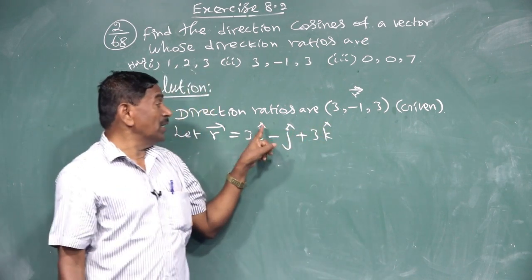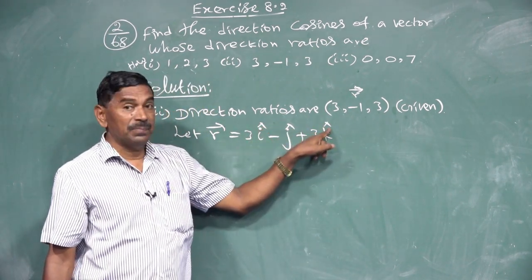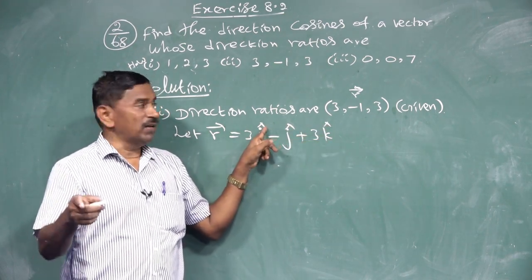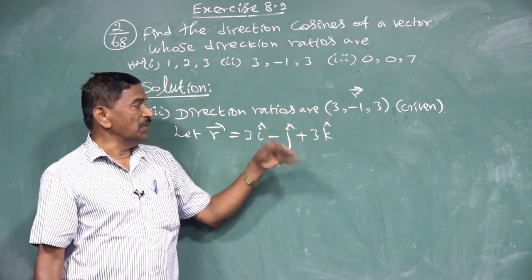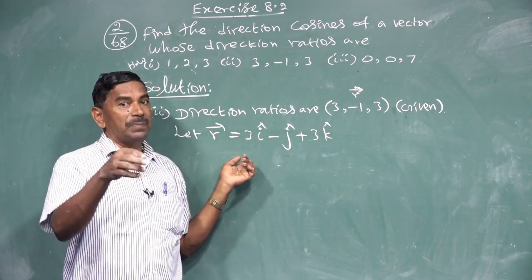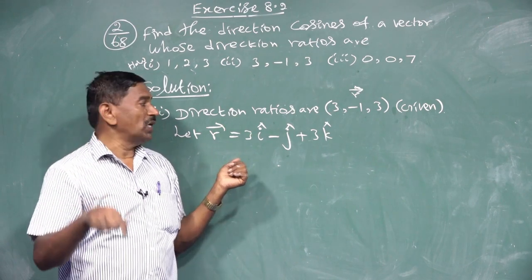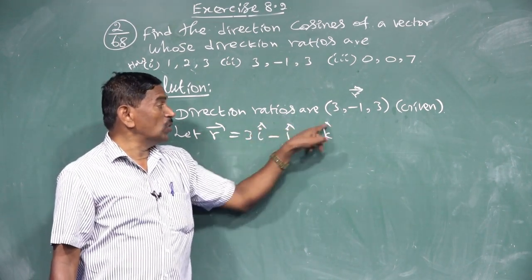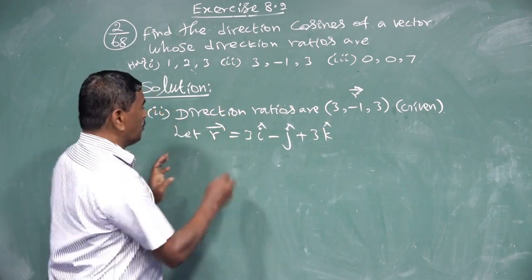Why? Because we are keeping i cap, j cap, k cap. Any idea? Yes, they are unit vectors. For example, unit vector of a vector a is given by a cap. A cap is equal to a vector divided by modulus a vector. Likewise, here i cap, j cap, the cap denotes unit vector. Now step 1 ready.